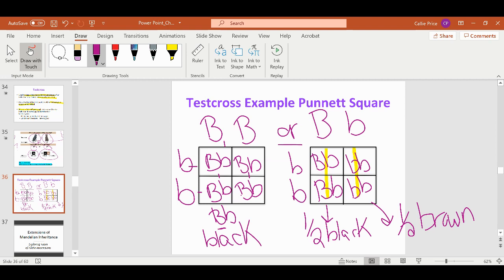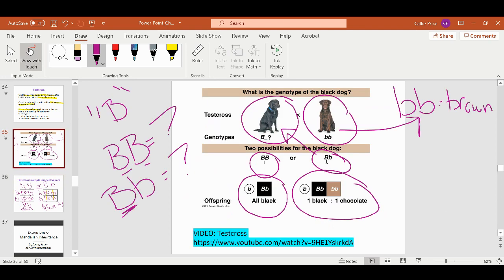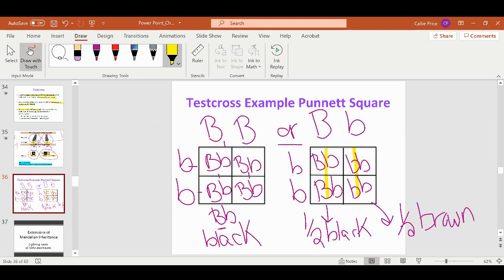So again, if we want to know what this individual is right here, we cross it with a known homozygous recessive individual, and then we just look at what the offspring are. What do they come out to look like? And it will help us determine which genotype the individual in question has.